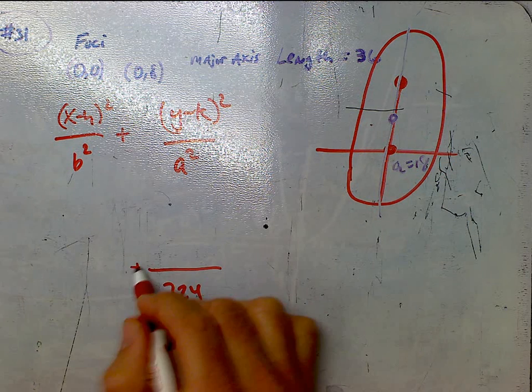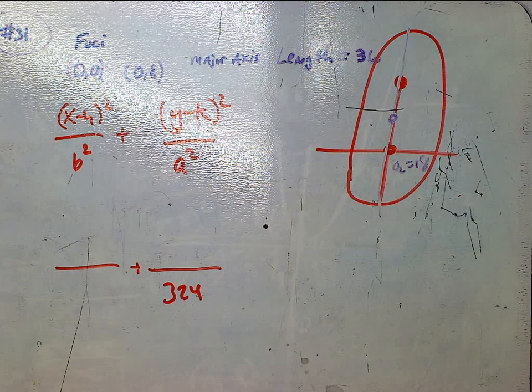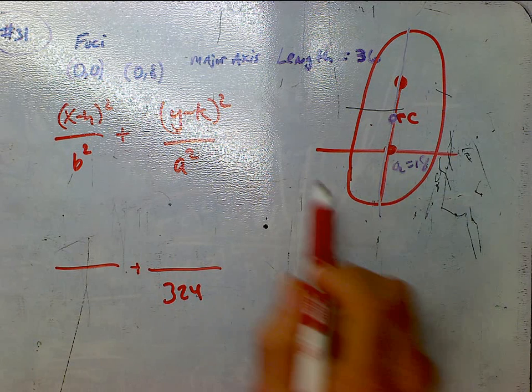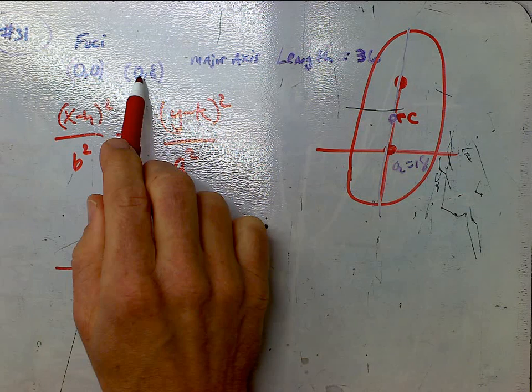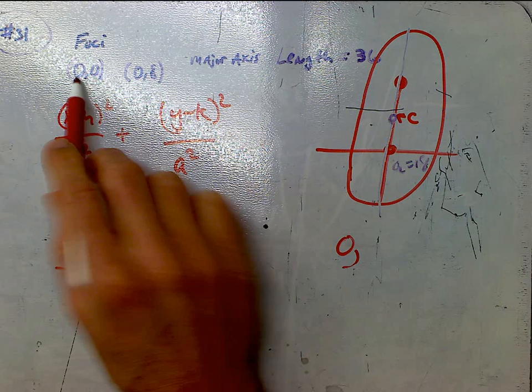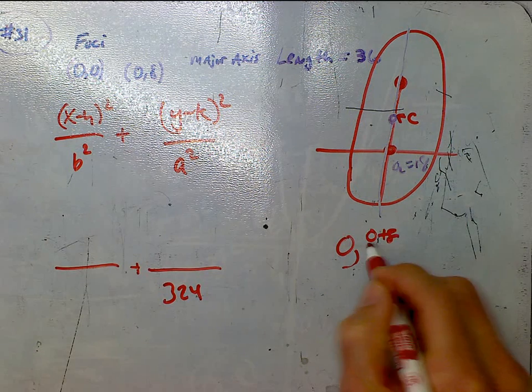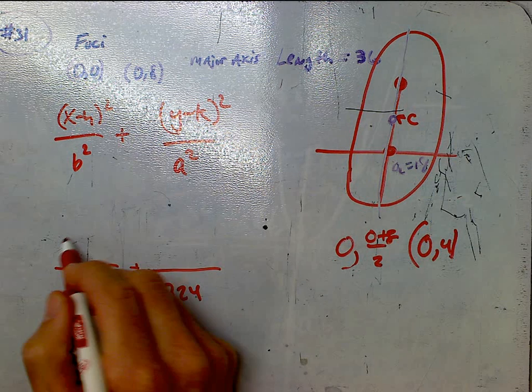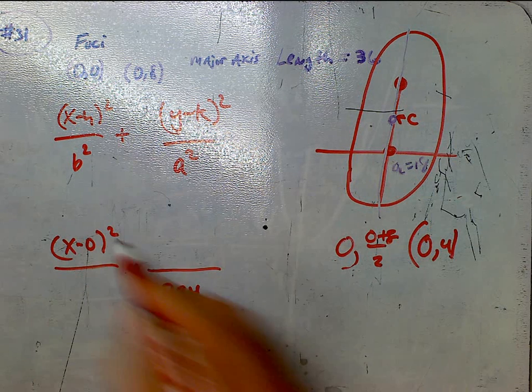Alright. Now I have to find the center. The center is going to be the midpoint of these two points. Since both the x's are 0, it's going to be 0 comma something. For the y, it's going to be 0 plus 8 divided by 2, which is 4, so (0, 4). So that gives me (x minus 0) squared there, (y minus 4) squared there.